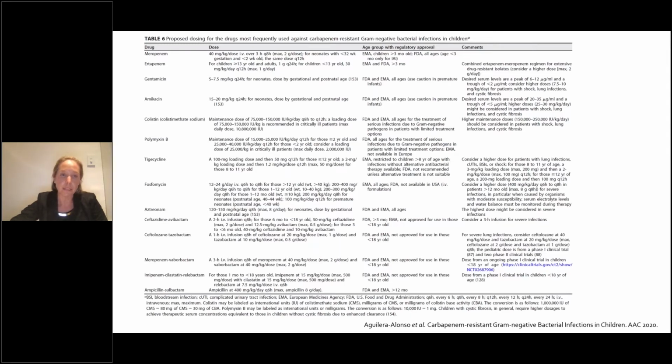So when we look at some of our available agents and the dosing recommendations that this paper pulled together, you can see, if we look, for example, at fosfomycin, that the dosing regimes differ from anywhere from 200 to 400 milligrams per kilo per day, so up to double the dose, with the frequency also quite unclear whether it should be 6 hourly or 8 hourly or twice daily.